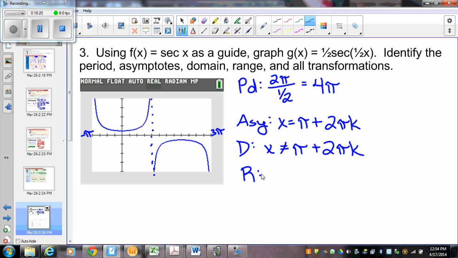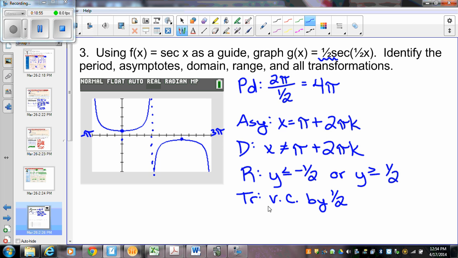Your range, since we had a vertical compression of 1/2, means that rather than saying y is less than or equal to -1, we say y is less than or equal to -1/2. Or instead of y is greater than or equal to 1, we say y is greater than or equal to 1/2. Because if you look, here is -1/2, that's the vertex of that parabola, and this vertex is at +1/2. And then our transformations: we have a vertical compression by 1/2, and then our period stretched, so we have a horizontal stretch by 2.